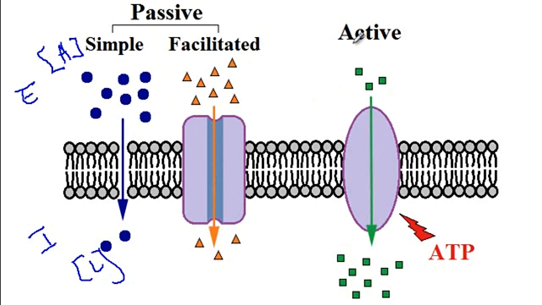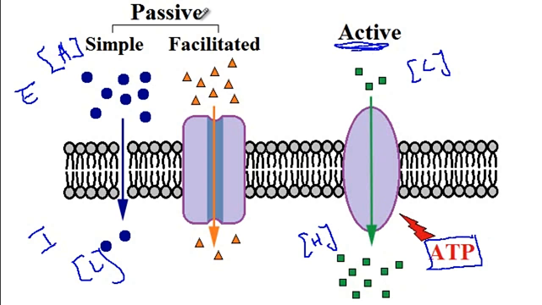low concentration. With active transport, on the other hand, there is a membrane protein that uses the ATP or energy in order to transport from area of low concentration to area of high concentration. And thus, active transport is energy dependent, while passive diffusion is energy independent.